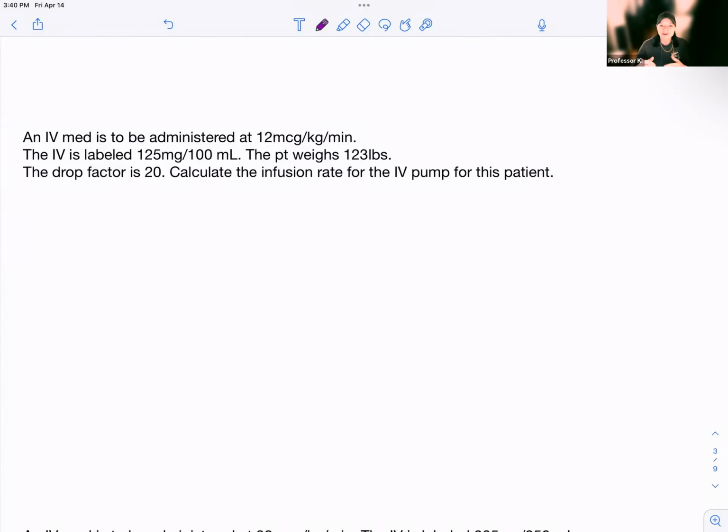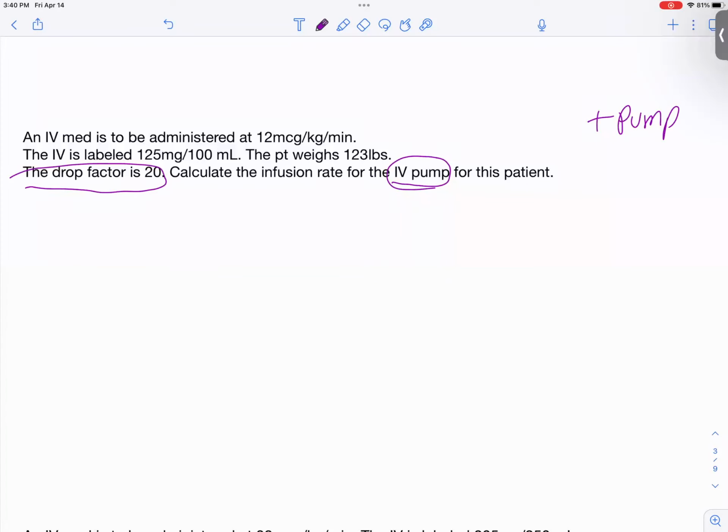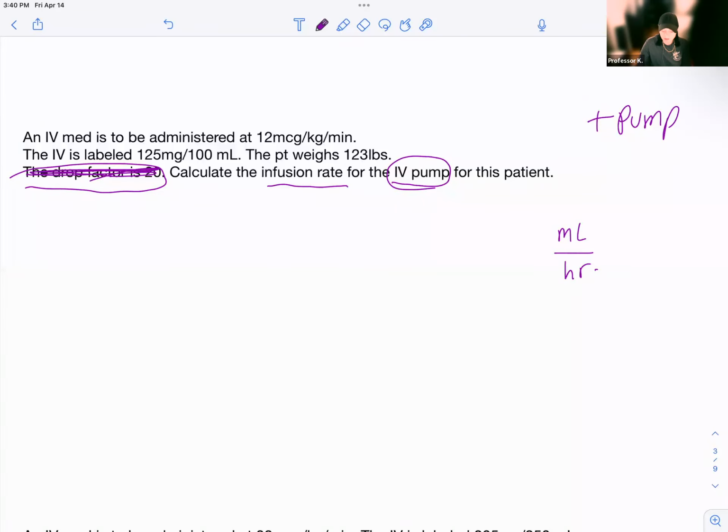And this is why I do what I do before for the simpler ones. So this question has the word IV pump. So what does that mean about the drop factor? Milliliters per hour. Oh, I don't need the drop factor, and it's asking me infusion rate. I'm solving for milliliters an hour. Okay. So I cross off what I've used. It's a 3-factor. I start my 3 factors the same way I always do. 12 micrograms per kilogram per minute.